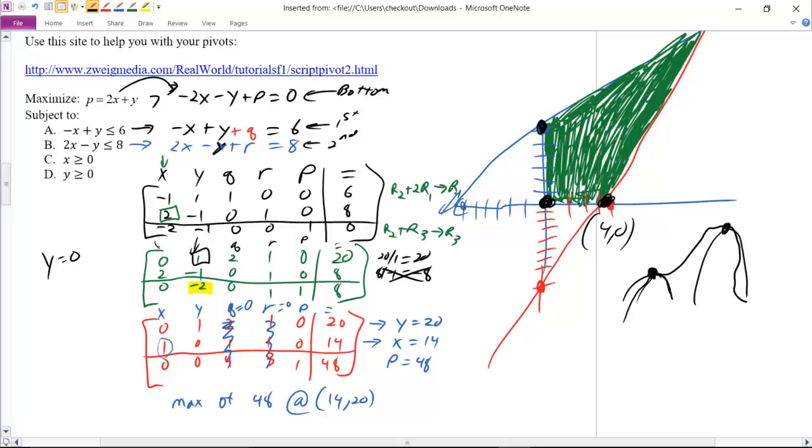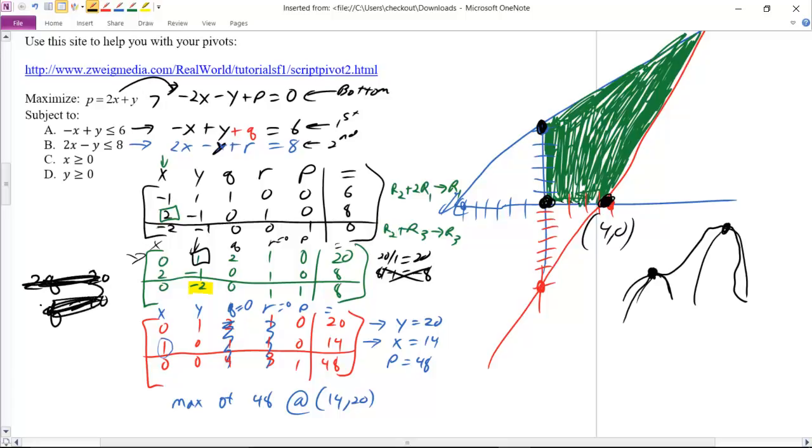But if we were to read across right now, this first row would be saying what? Zero x's, zero y's, two q's, because remember, it's zero y's because y equals zero. So what we'd be saying is two q's, zero r's, because remember, r is equal to zero in this column. 0p's equals 20. So therefore, I would now be able to say q equals 10. I don't really care. Q is a slack variable. It really doesn't mean anything.